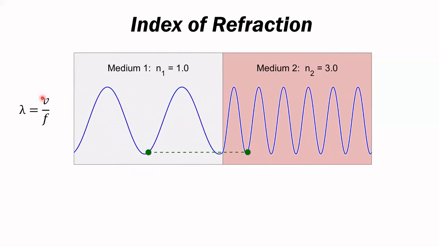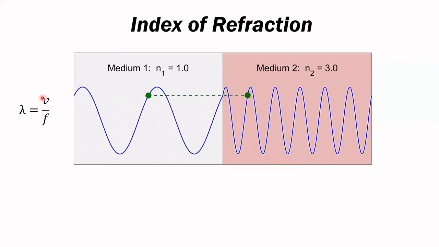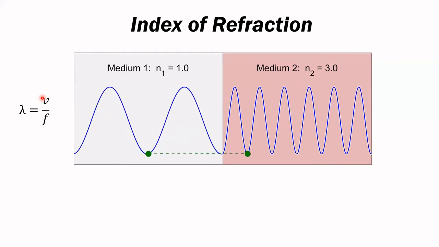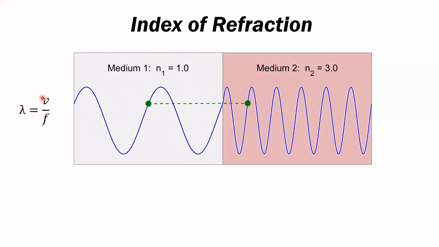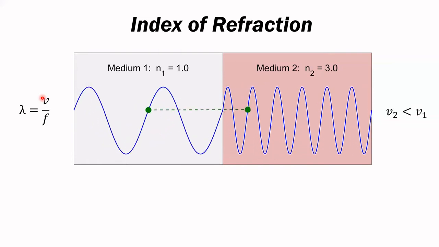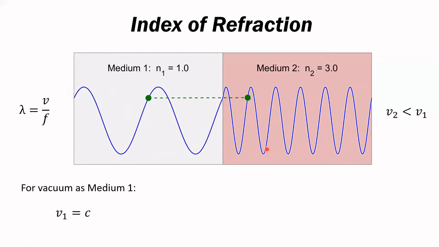Just go back to the rope example. When you shake the rope repeatedly, if the ripples travel slower, then they don't go as far in between shakes. So the wavelength is shorter. Okay, so speed two is less than speed one in this picture.